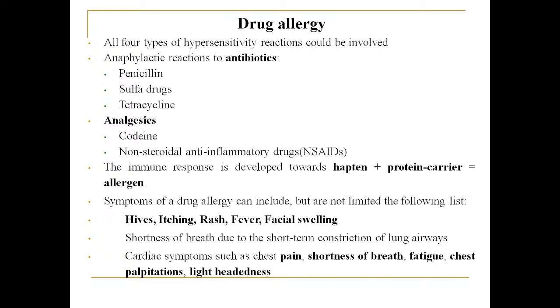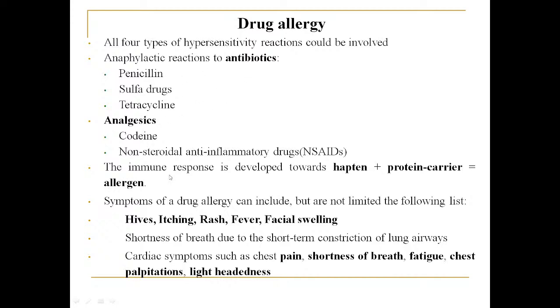The immune response in drug allergy is developed towards the hapten in combination with a protein carrier, as an allergen. You remember that drugs, that antibiotics, are haptens. Haptens are incomplete antigens. An incomplete antigen must be bound with a protein carrier in the human organism. The protein carrier is produced in the patient's organism when the hapten drug is injected. It becomes an allergen and causes anaphylaxis.